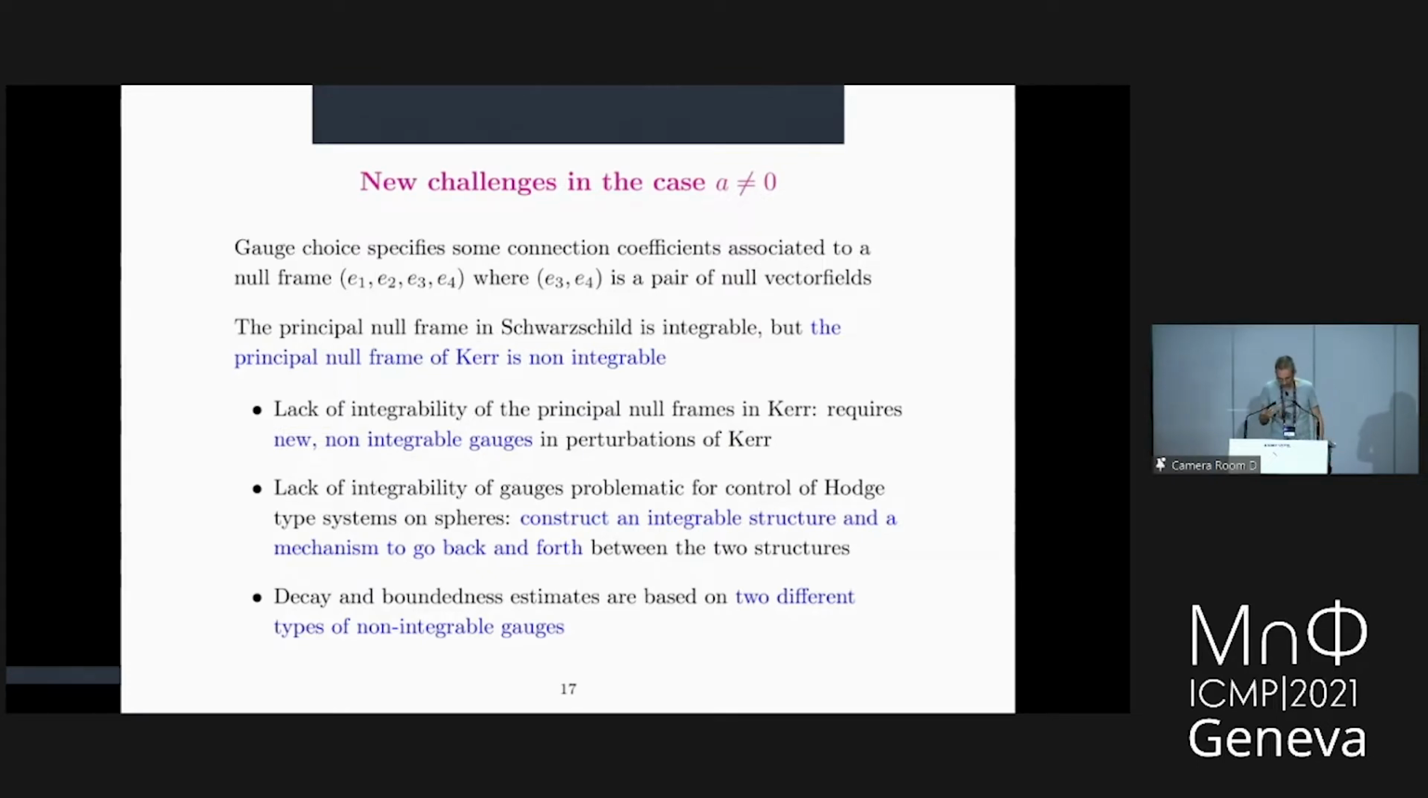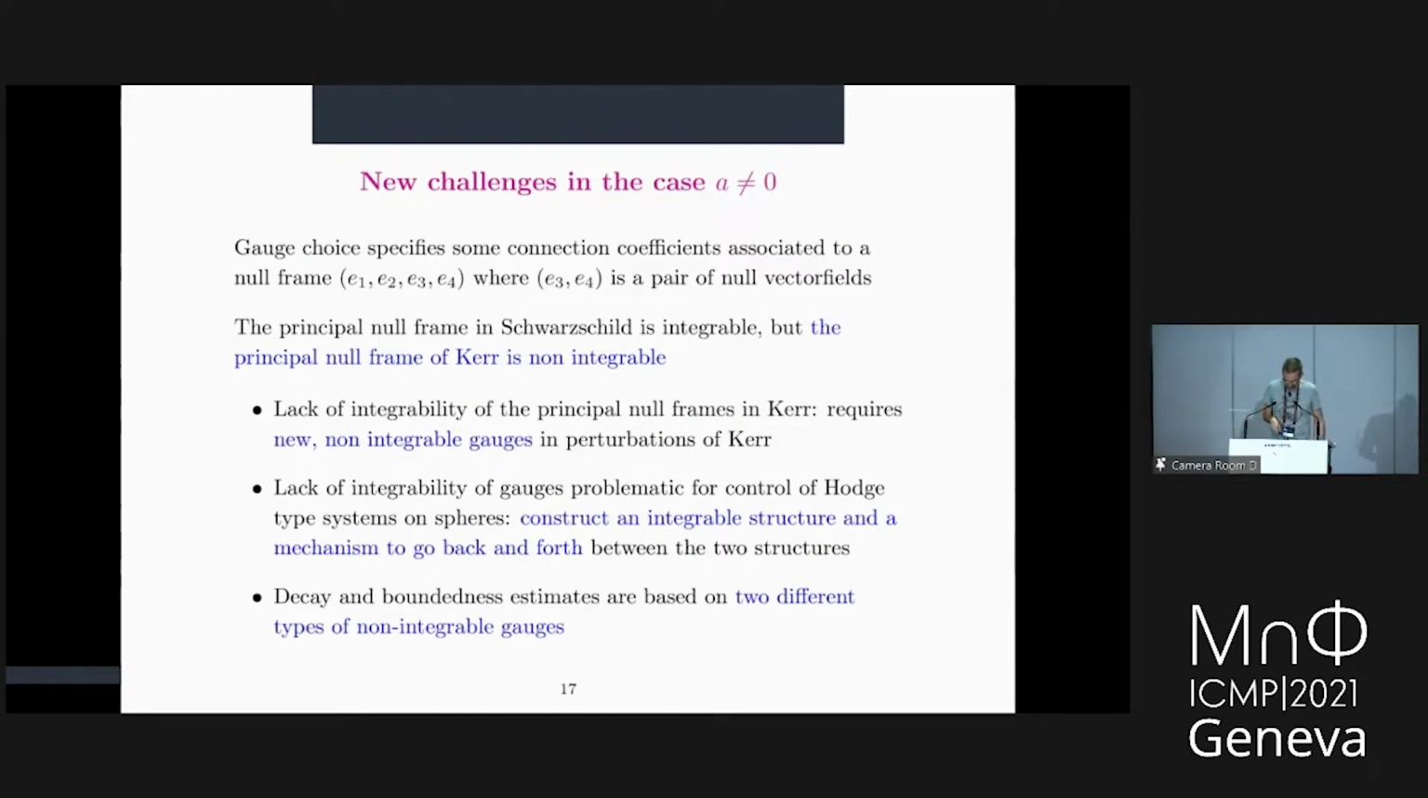So we found a very nice non-integrable gauge, which is well suited to decay estimates, but it is ill-posed. And for the boundedness estimate, we found another non-integrable gauge, which is very nice to not lose derivatives, to get a well-posed gauge and therefore recover top-order estimates. But it is not well suited for decay estimates. So then you have to live with the fact that you have these two non-integrable gauges.